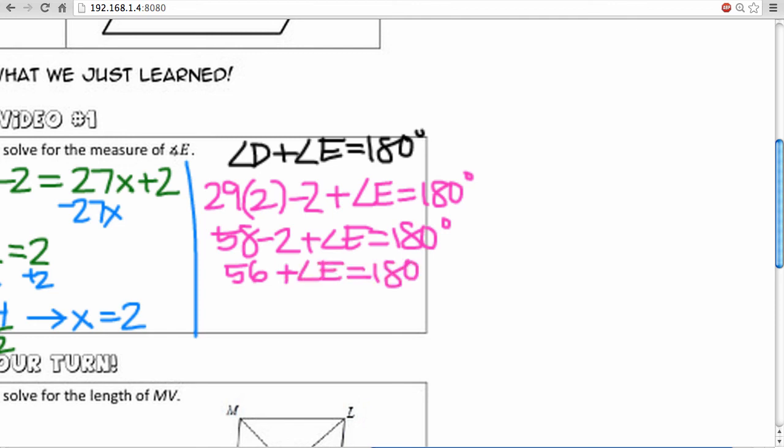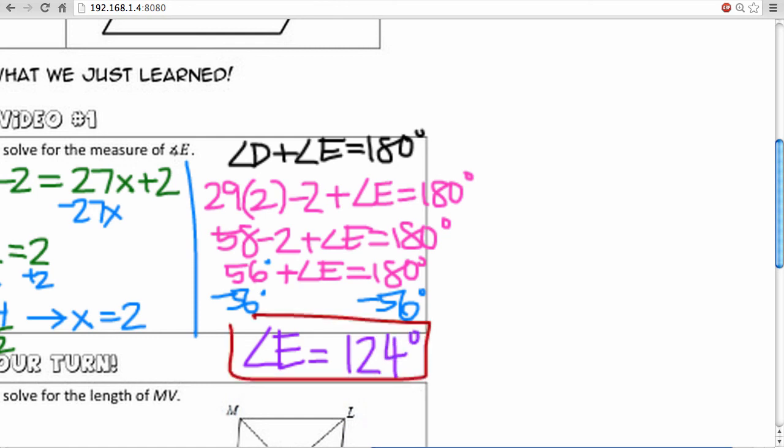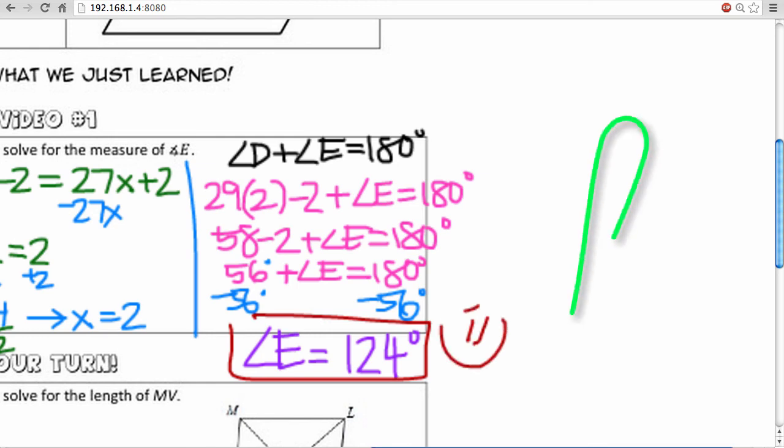And our goal here is to get angle E by itself. So what I'll do is subtract 56 degrees. And we wind up getting angle E to measure 180 minus 56, which is 124 degrees. Ta-da! And that's it.